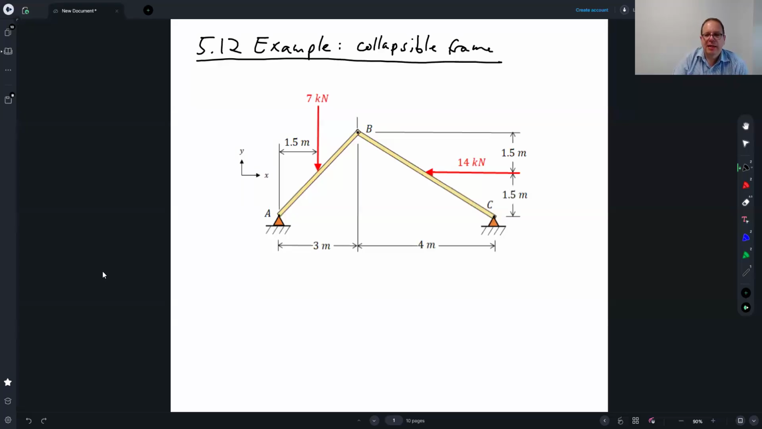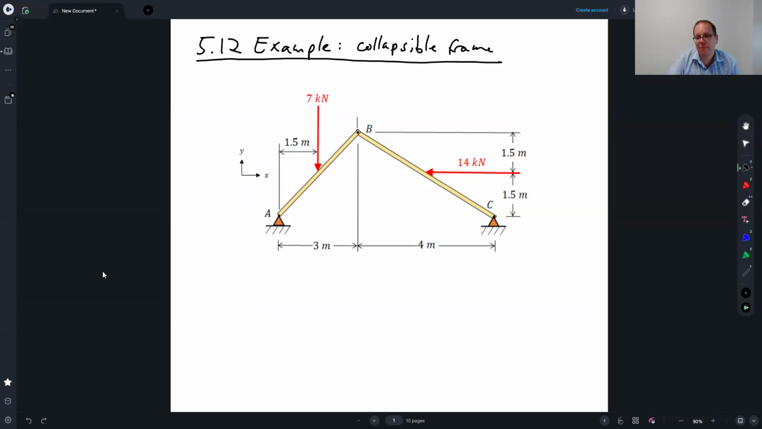All right, in the last sections we started talking about frames. The idea is that a frame is also made out of members that are connected at points, just like a truss. But unlike a truss, the forces can now act anywhere on the members. Remember, on the trusses, they could only work at the joints. And we said there's two different types of frames.